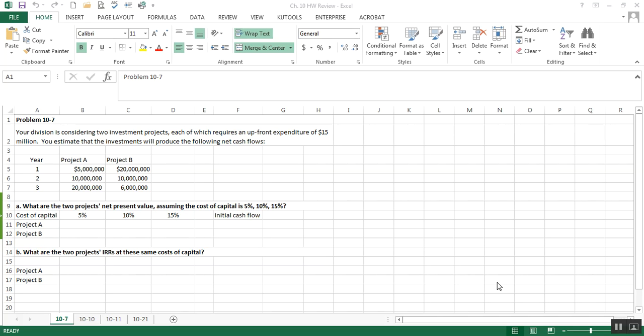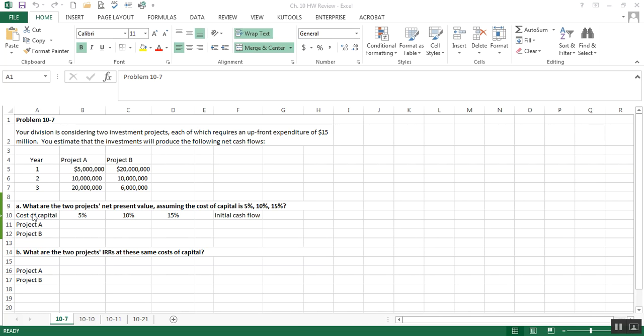Starting with problem 10-7, we're given two projects to choose from, Project A and Project B. Both will require an upfront expenditure of $15 million. Given to us are the cash flows for each project for years 1 through 3.